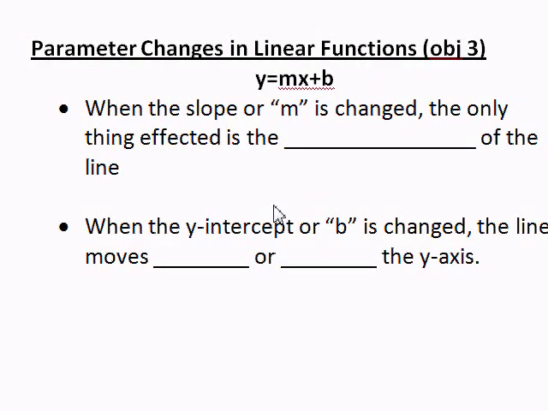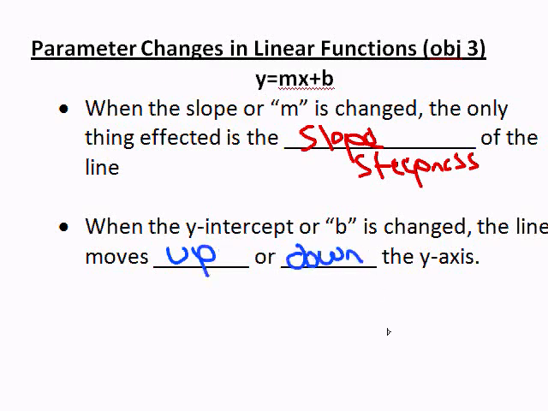We're now going to take a look at something called parameter changes. Parameter changes have to do with changing the m or the b. When the slope or m is changed, the only thing that is affected is the slope or the steepness of the line. When the y-intercept or b is changed, the line moves up or down the y-axis.